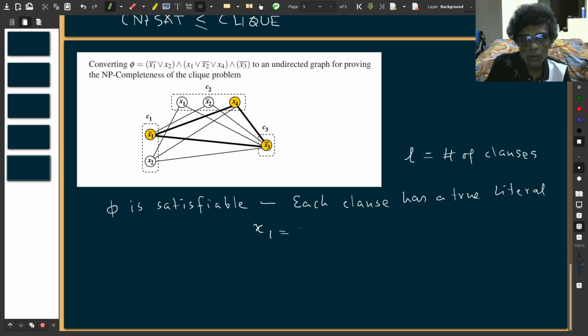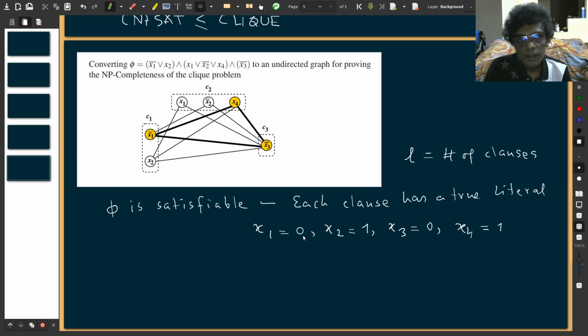x1 equal to 0, x2 equal to 1. Actually I can take x2 equal to 0 also, x3 equal to 0, x4 equal to 1. So this is a satisfying assignment. And under this, this is not a true literal, this is not a true literal, this is the only true literal, so I have to choose this. And here x1 complement is true, x2 is also true, I just choose x1 complement arbitrarily. Here it is the only true literal. Now, you have chosen L vertices, one from each clause, okay.